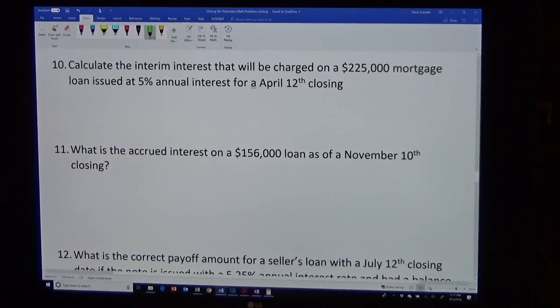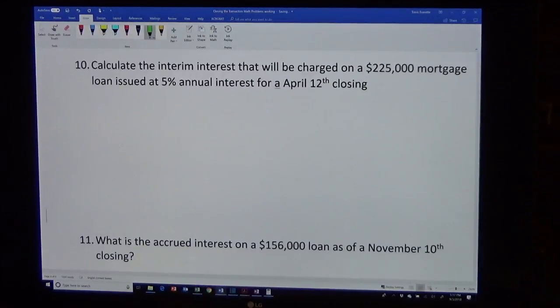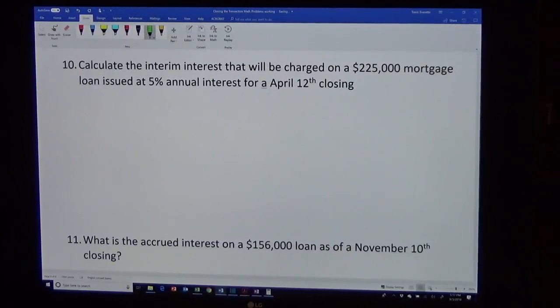Number 10, calculate interim interest. This is a quick and easy one, as long as you know what interim interest is. Remember, interim interest is future interest. This word interim means future. Not past, but future. And when we're talking about the future, we're talking about the buyer. Buyers pay interim interest, sellers pay accrued interest.